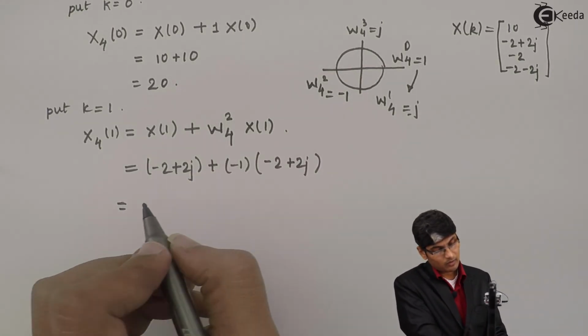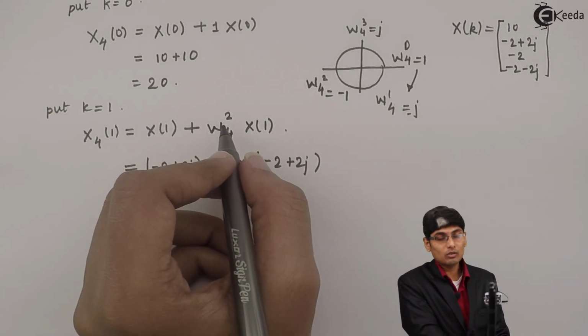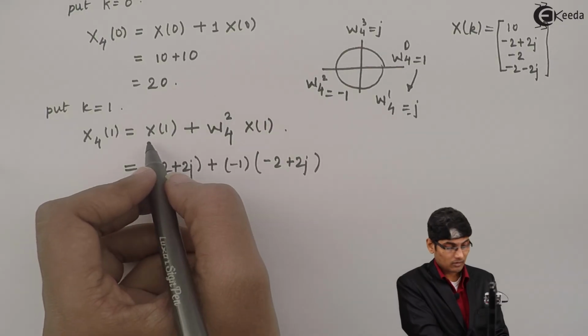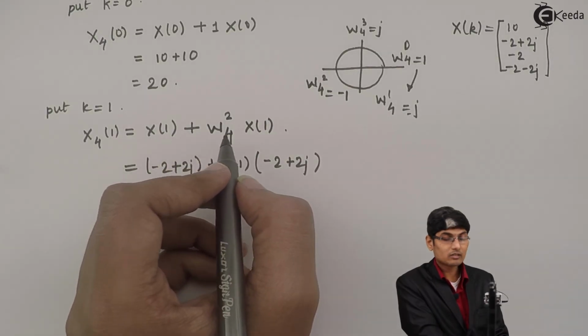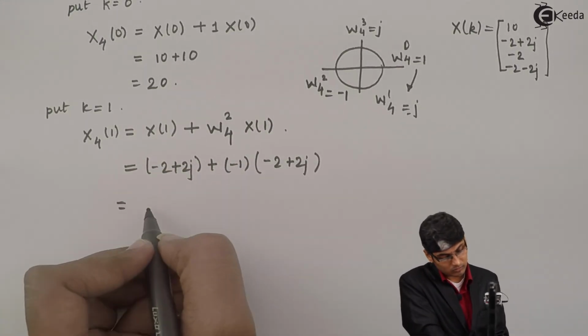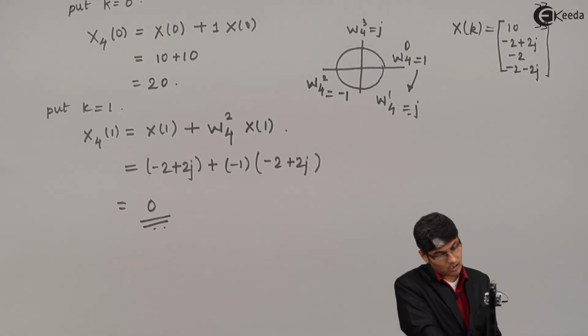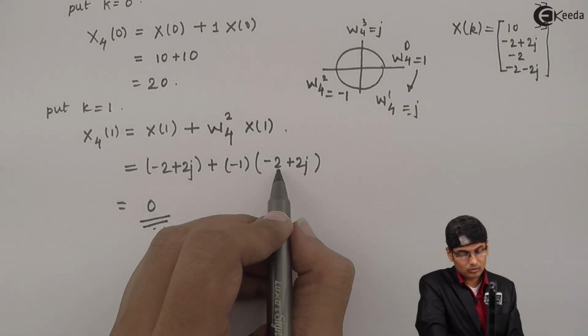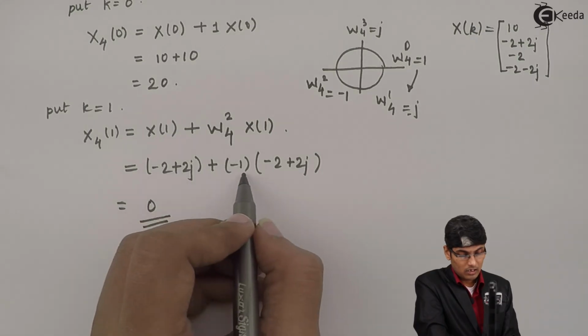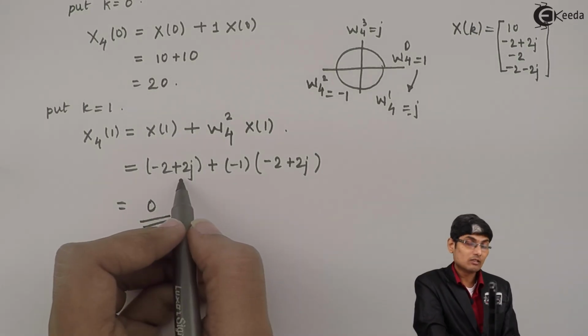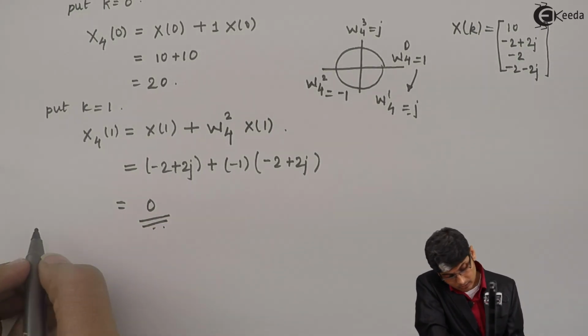We see that w 4 raised to 2 is minus 1, that means x1 minus x1, which is 0. So, this will give me 0. Even if you multiply, the plus 2 will cancel with the minus 2, and the minus 2j will get cancelled with the plus 2j and we will get 0.